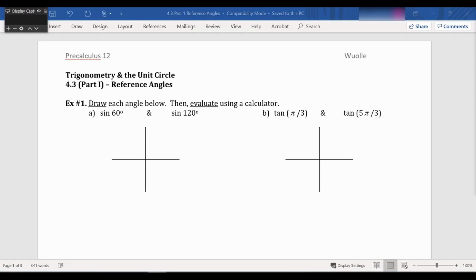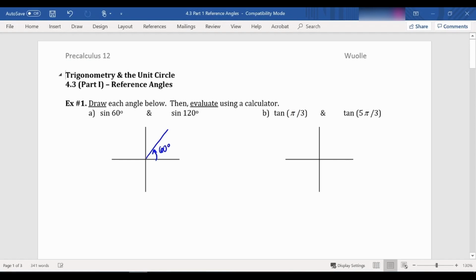Okay, so you do need a scientific calculator if you don't have one. A phone calculator will work fine, but most people will not allow you to use one of those on something like a test or an exam. So having a good scientific calculator you know how to use is really important. So first, sine of 60 degrees and sine of 120 degrees. So 60 degrees we know is in quadrant 1.